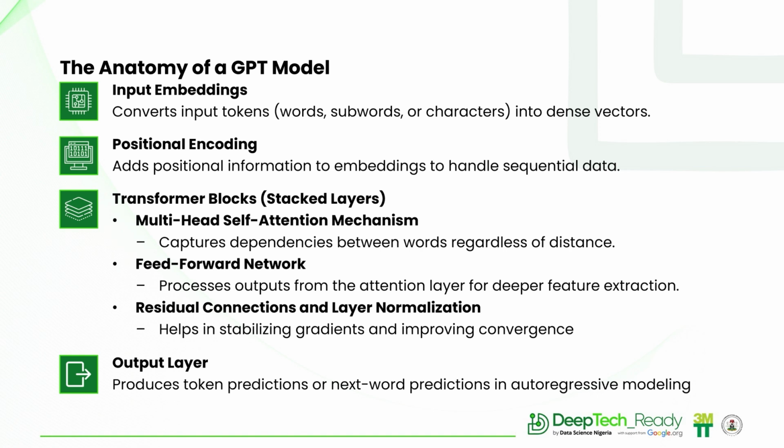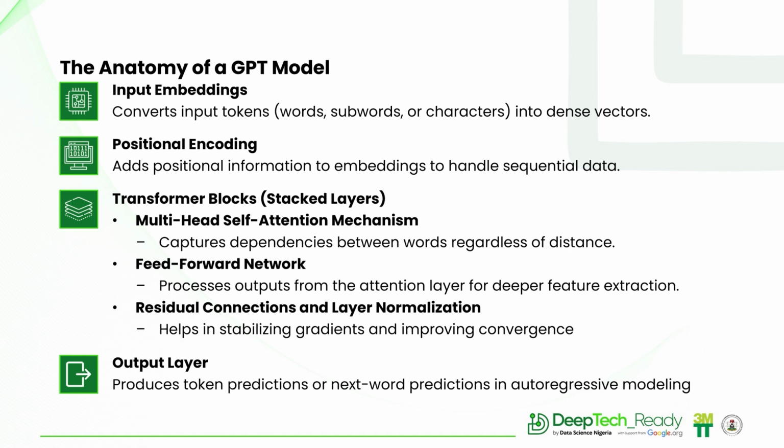After attention, this network processes the output to perform deeper feature extraction and then enhance the model's understanding. We also have the residual connections and layer normalization. These mechanisms help in stabilizing gradients during training and improve convergence. They allow the model to efficiently train without getting stuck in the optimization process.